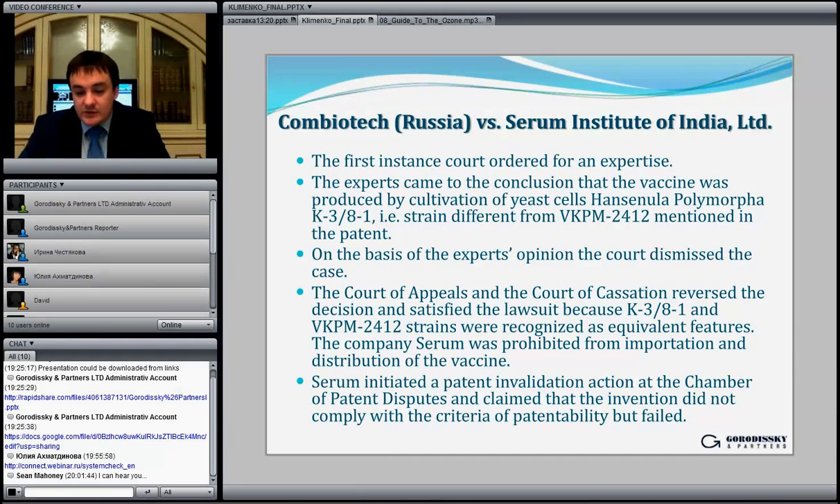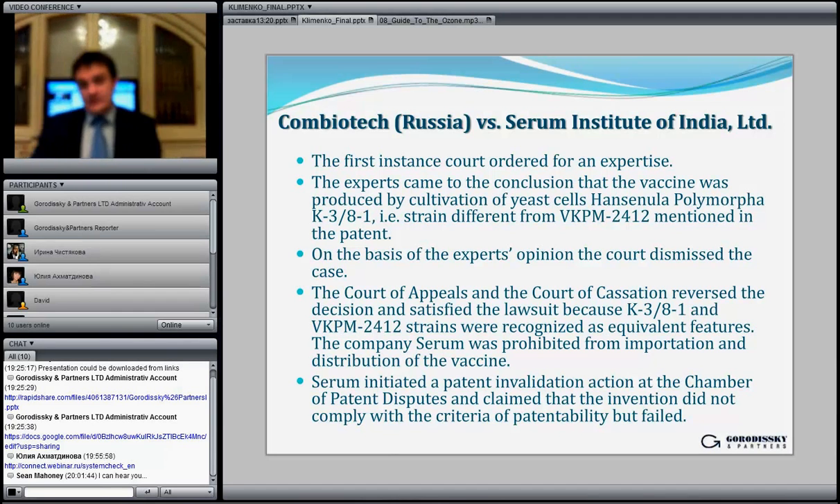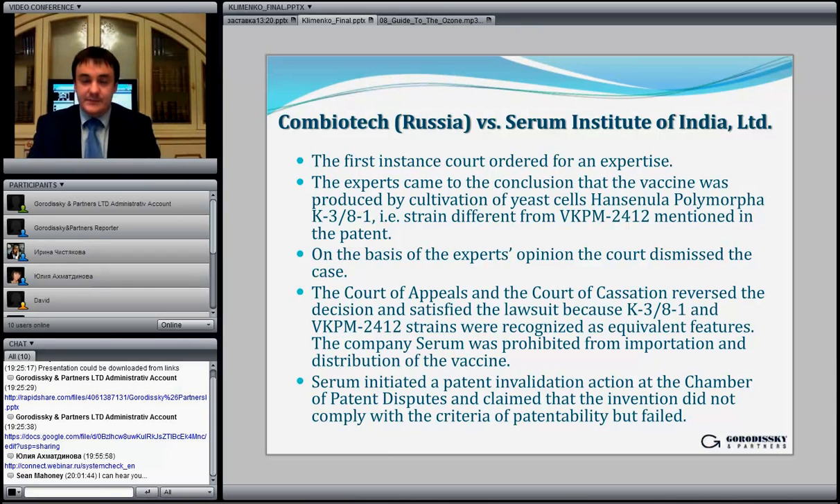So the court of first instance ordered an independent expertise, and the experts came to the conclusion that the vaccine was produced by cultivation of the same yeast cells, but different strains were used for production of this vaccine. Therefore, on the basis of the expert's opinion, the court of first instance dismissed the case. The court also applied a formal approach and decided that if in the patent there are particular yeast strains mentioned, and if the defendant uses a different yeast strain, infringement doesn't take place.